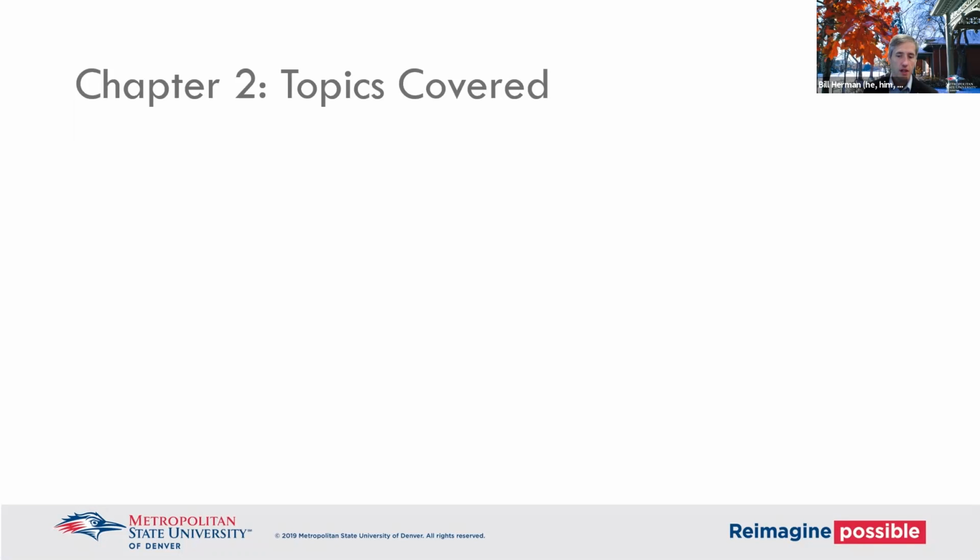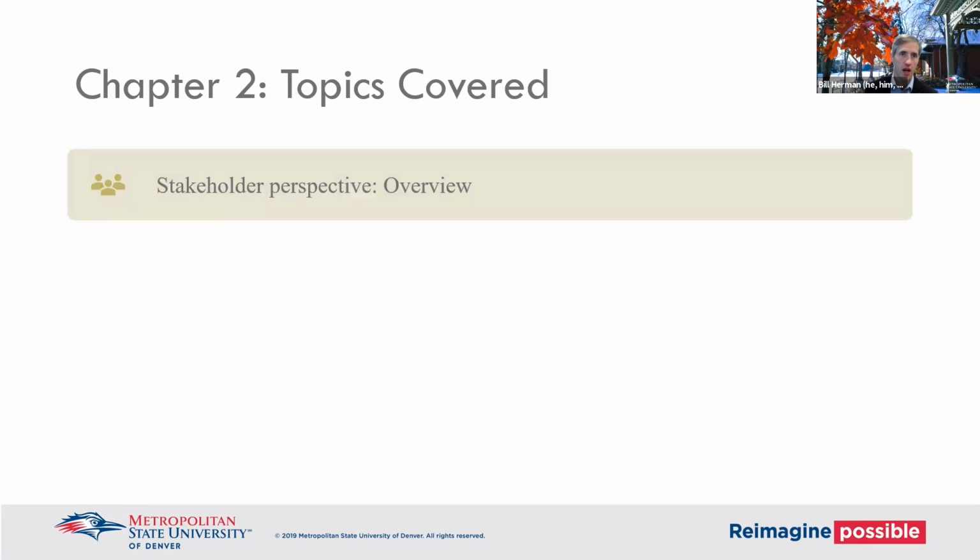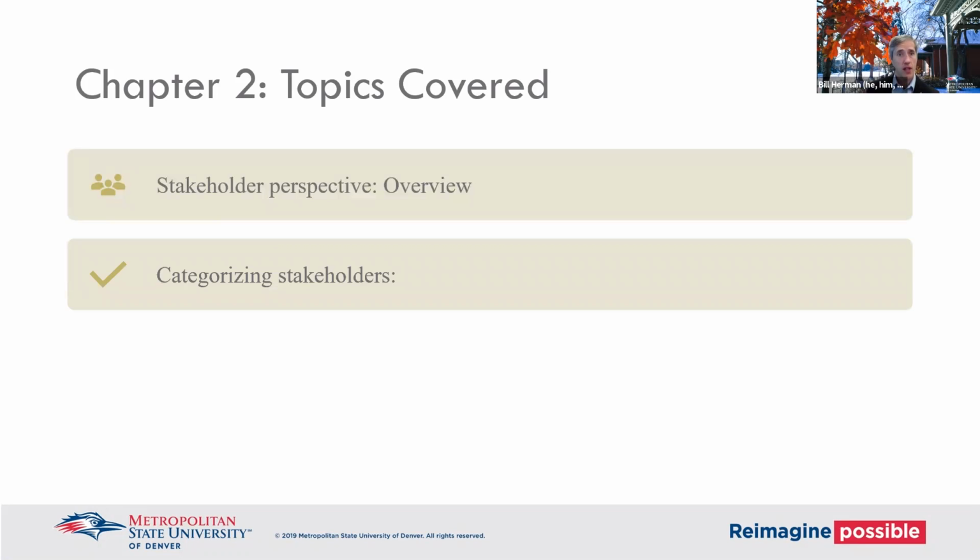So the topics we're going to cover in this lecture on Chapter 2 include a quick overview of the stakeholder perspective, and then we're going to talk about how we can categorize stakeholders. That includes categorizing them as either internal or external, and then as primary or secondary. The textbook focuses a little more on the second one, primary versus secondary, but I think it's also important to just really conceptualize the difference between internal and external stakeholders.